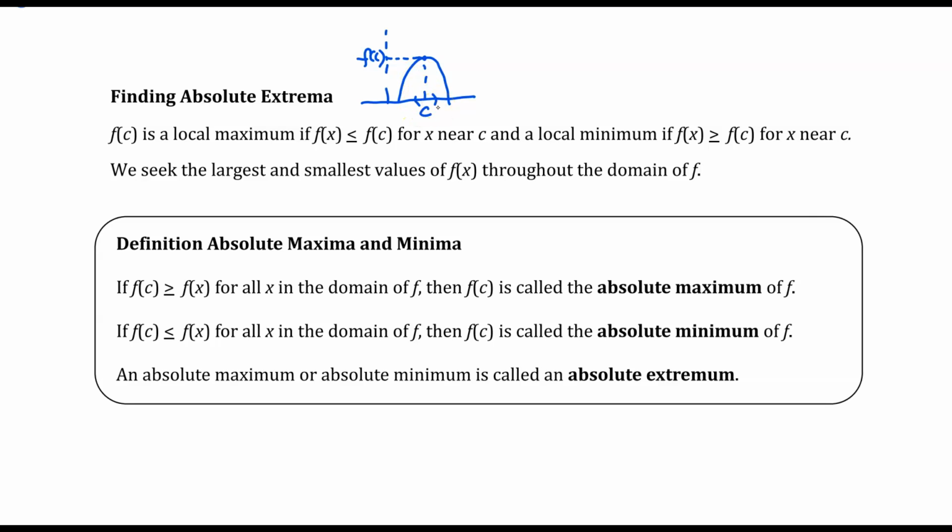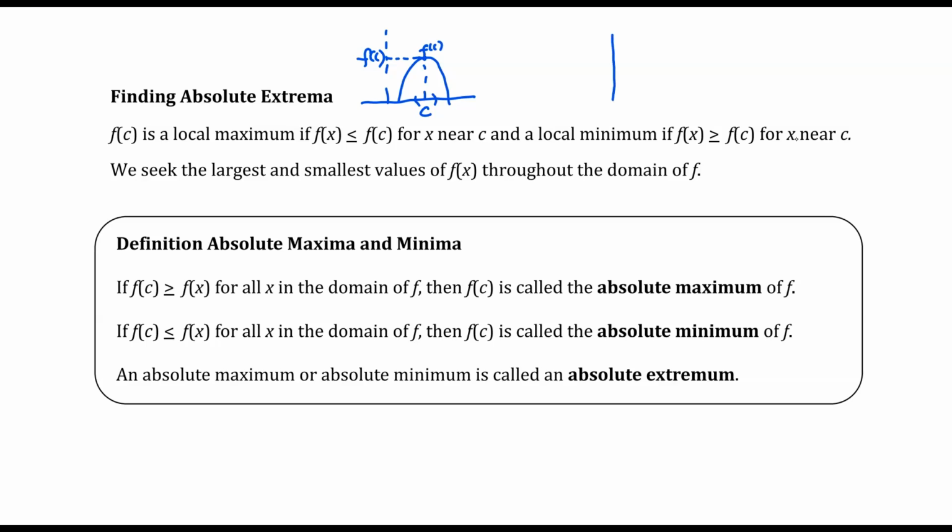this f of c here is a local maximum because for all x near c, the value of f at x equals c, this is your f of c, is greater than all f of x around this interval here. Now, we also call f of c a local minimum if f of c is less than or equal to f of x for all x near c.